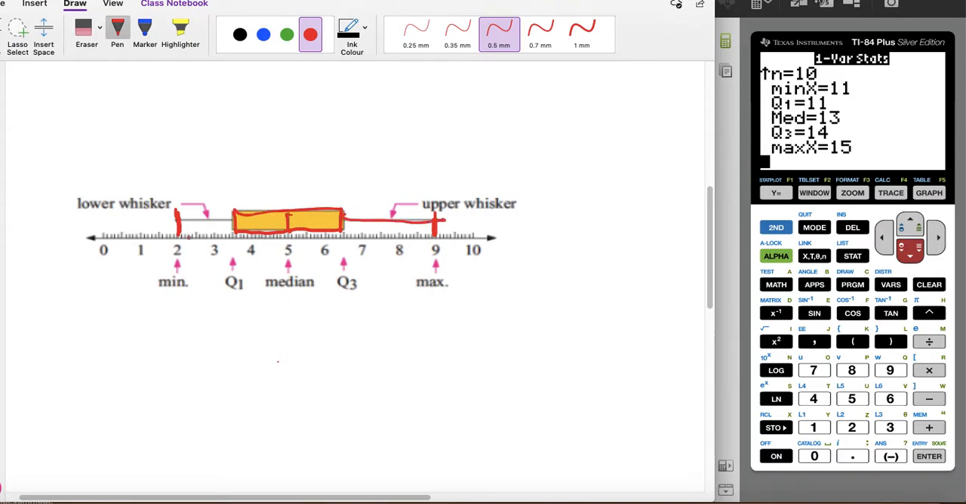So these are your upper whiskers and your lower whiskers. And when you're looking at this, what you use this box and whisker plot for is to show the spread of the data.